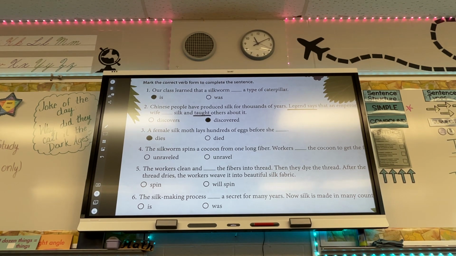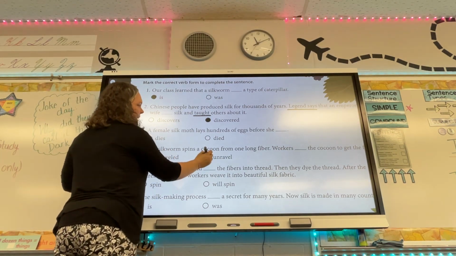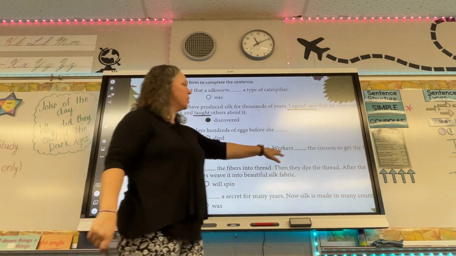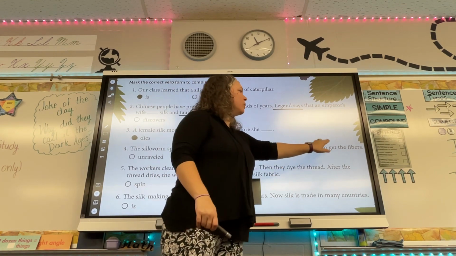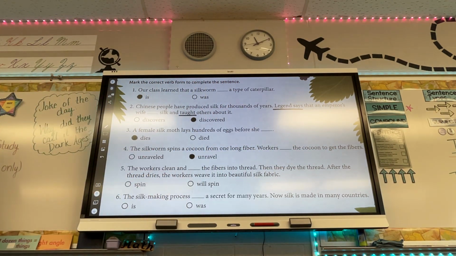Number 4, the silkworm spins a cocoon from one long fiber. Workers blank the cocoon to get the fibers. Lena? Unravel. Good. We know that's a present tense because it says workers blank the cocoon to get. So they're doing it right now.